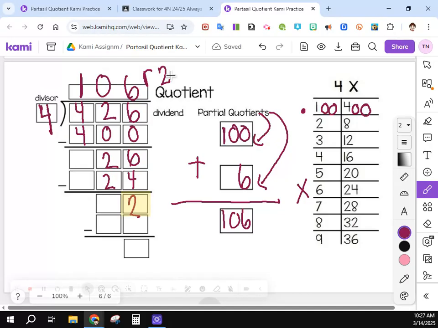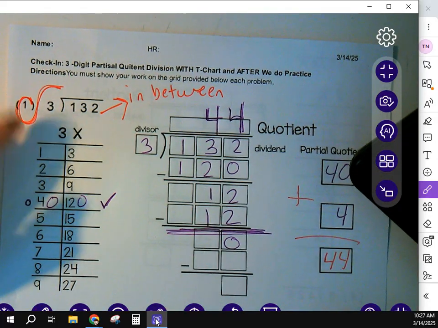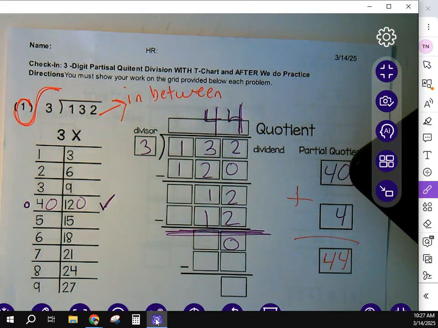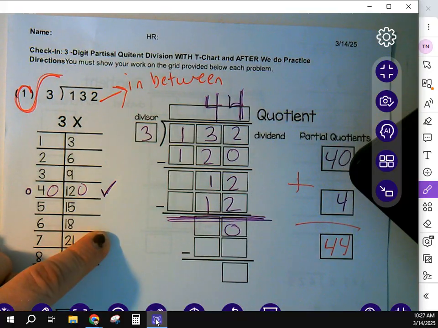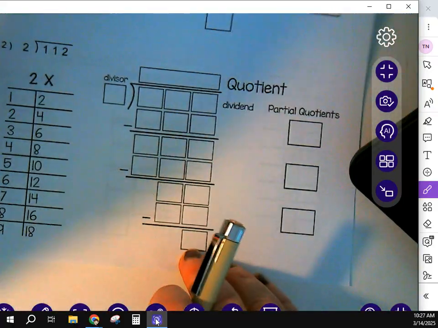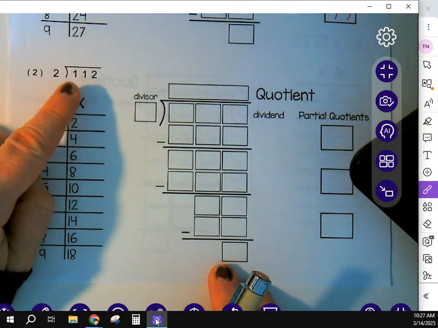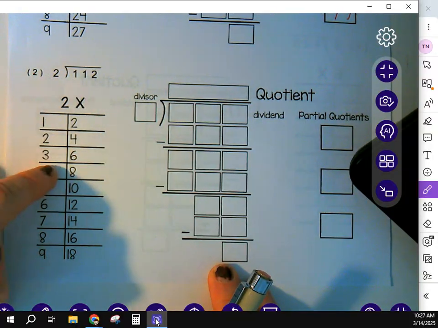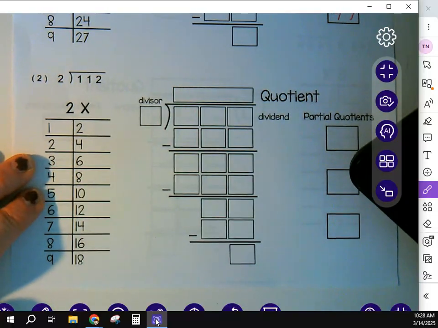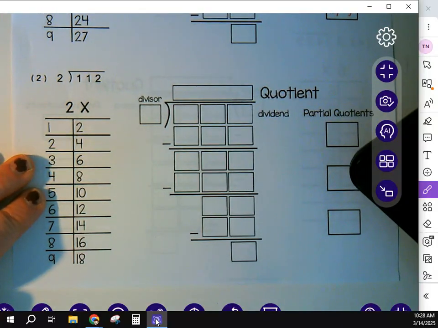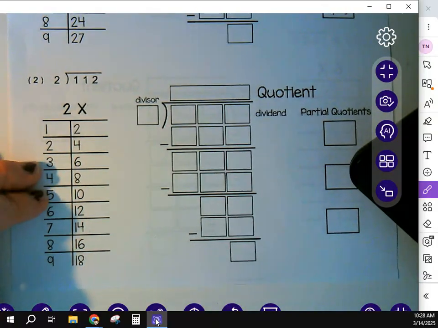So again, I'm going to show your actual assessment. We did this one as an in-between while we were going over and practicing on the Google slide, and everyone should have this on their page. You are going to continue independently. Now you have your divisor, and I gave you the T-chart because I'm checking to see if you understand the partial quotient algorithm. Some of you still need to work on your multiplication facts.